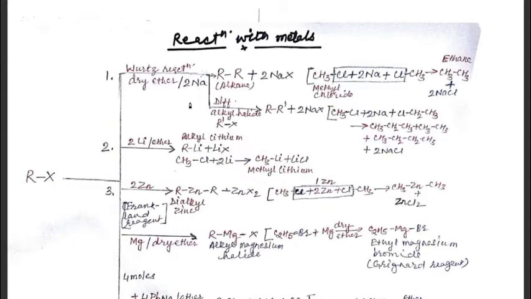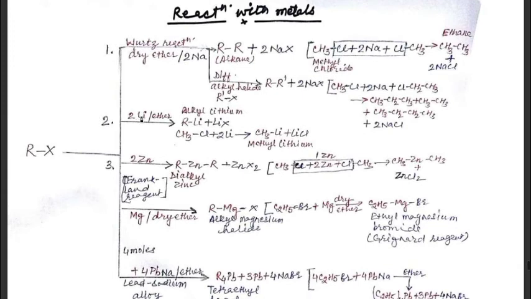Okay, now if two different alkyl halides are treated with sodium in presence of dry ether, then a mixture of alkanes we get. For example, one alkyl halide is RX, second one is R'X. Then we get different types of alkanes, R'R, RR, R'R'. Example is methyl chloride and ethyl chloride. When treated with sodium in presence of dry ether, then we get a mixture of compounds, propane, ethane and butane.